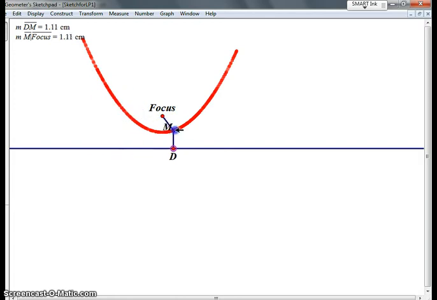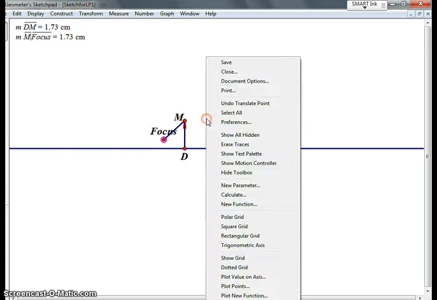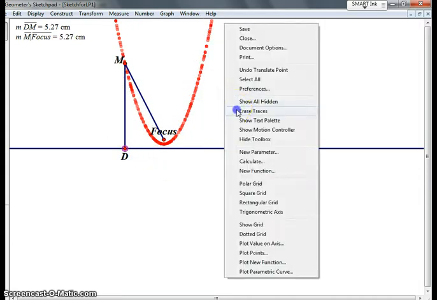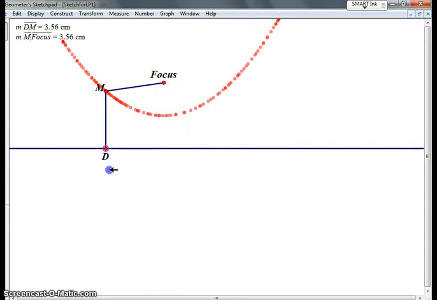Okay? So if I want to clear this and try something else, let's move the focus closer to the directrix. Okay? When I move the focus closer to the directrix, watch what happens now. It becomes more narrow, doesn't it? Okay, now if I erase that and put the focus way up here, it becomes a much wider parabola.